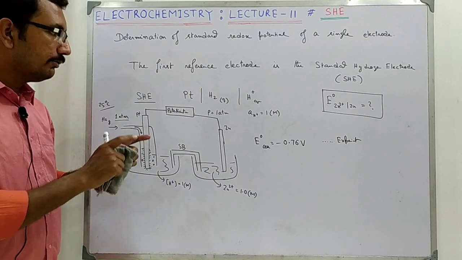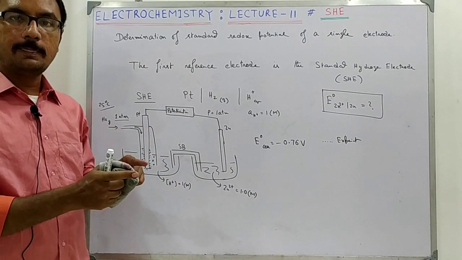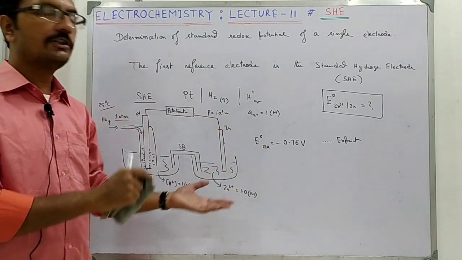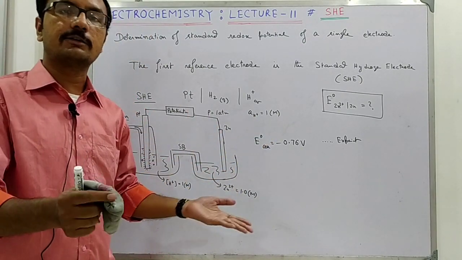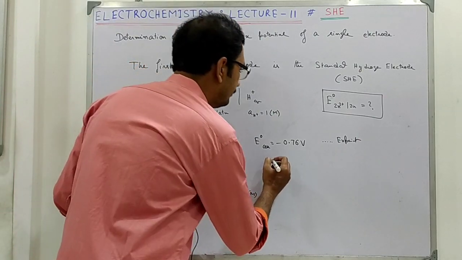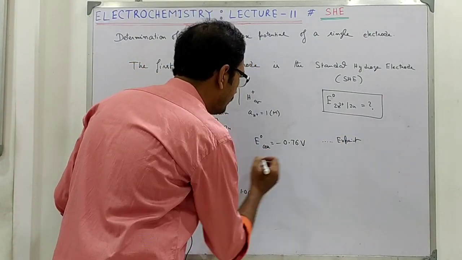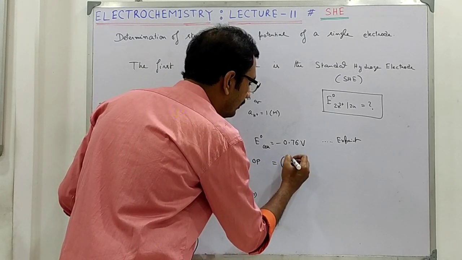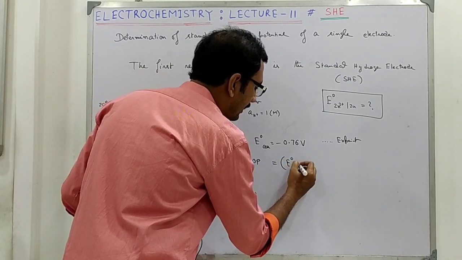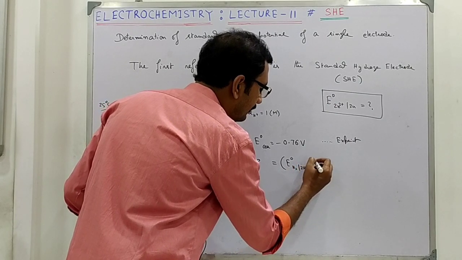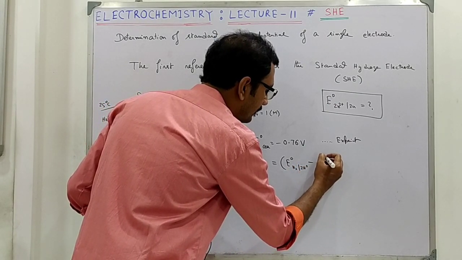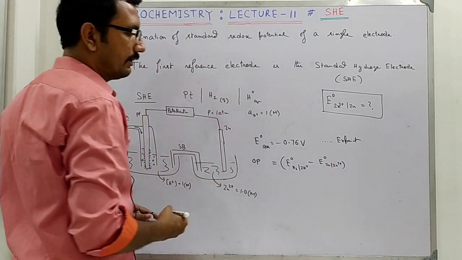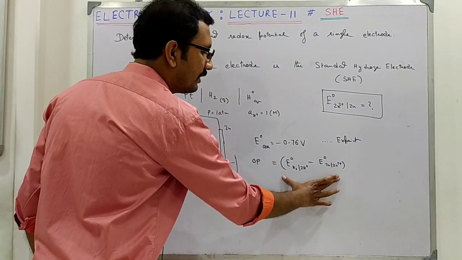Now, if you take the oxidation potential, you will be able to write in one form. If you take the reduction potential, you will be able to write in another form. Now, in oxidation potential, what will be the form? It will be E0 H2 2H plus minus E0 Zn2 plus. This is in the oxidation potential mode.